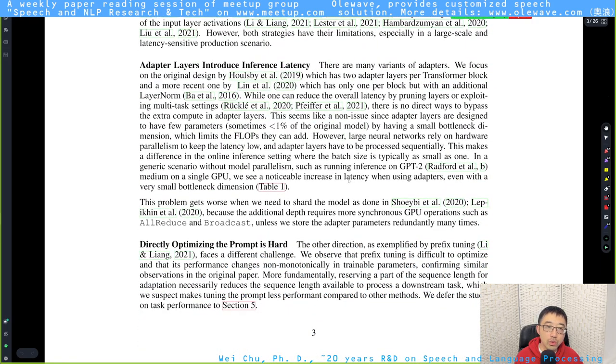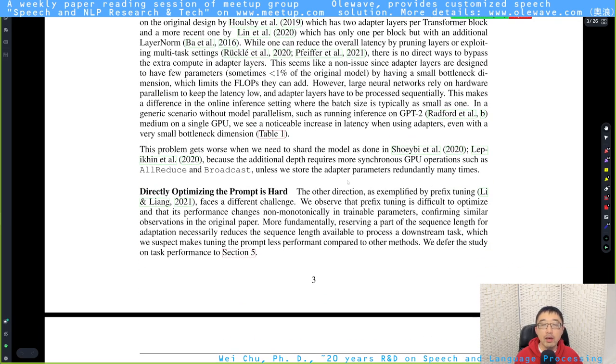The other issue is, well, some people just say, suppose I don't want to touch the model parameters at all. All I want to touch is the prompt. Like people nowadays, they're doing prompt engineering, right? There are lots of books about prompt engineering, and they teach everybody how to do this. But indeed, like the author said in 2021, directly optimizing the prompt is hard.